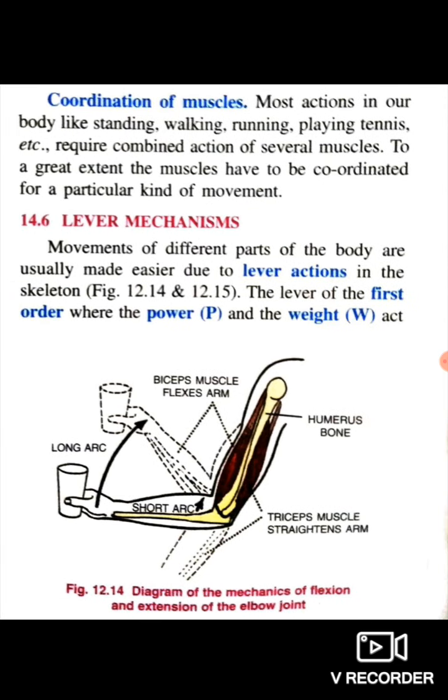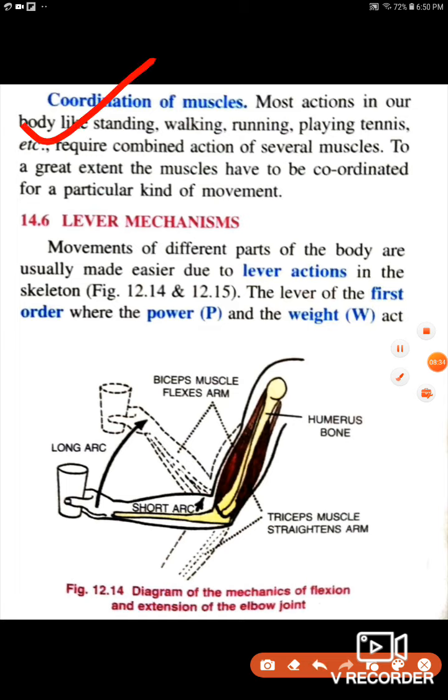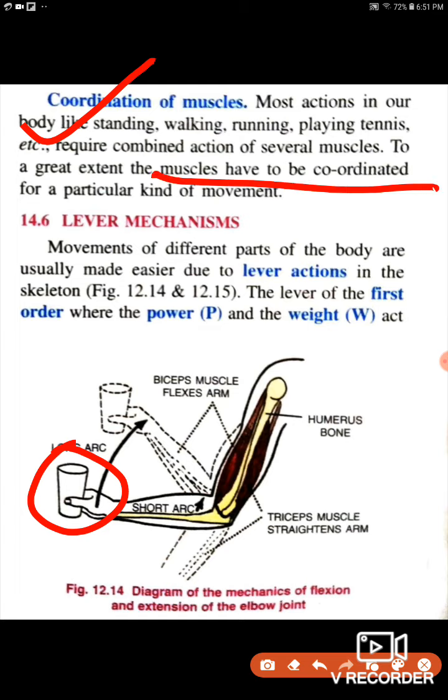Now next is coordination of muscles. Most actions in our body, like standing, walking, running, playing tennis, are the combined actions of many muscles. They are not because of only one muscle. For example, if you want to take this glass, only one muscle will never work. Both triceps and biceps have to work together. Similarly, many muscles work together, and only then can we do some action. To a great extent, the muscles have to be coordinated for a particular kind of movement.